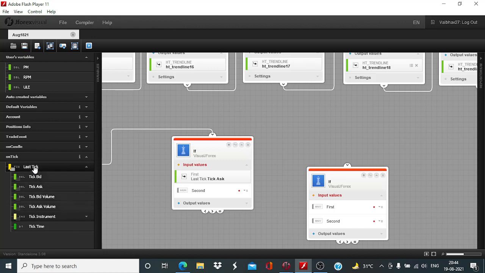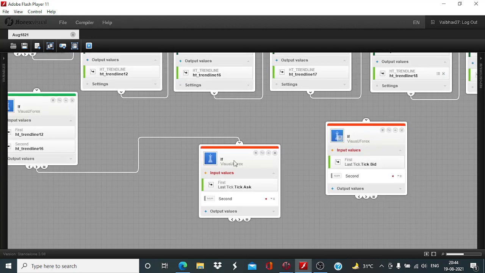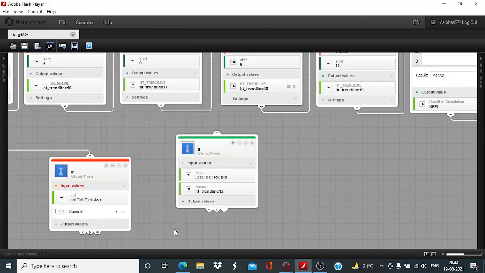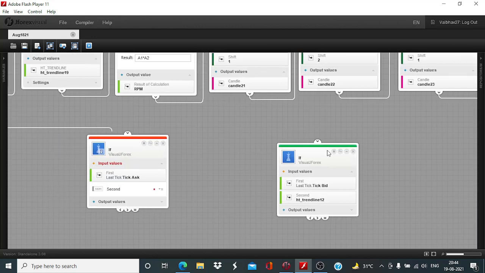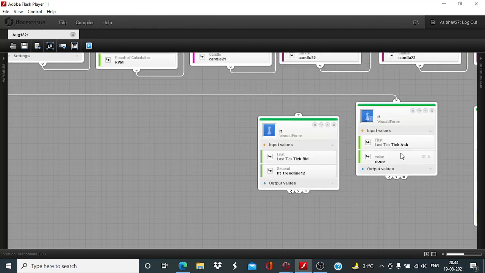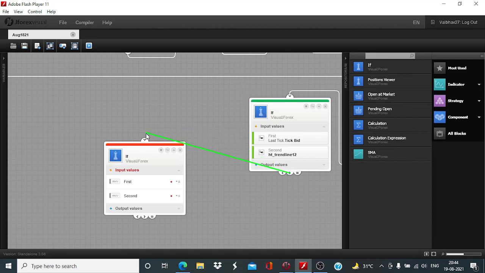So for that we are going to use these conditions, that the last tick bid should be greater than current hours ht trend line value, whereas last tick bid should be lower compared to the upper limit for execution. Okay, so first input less than second input, and after that the first input greater than second input.